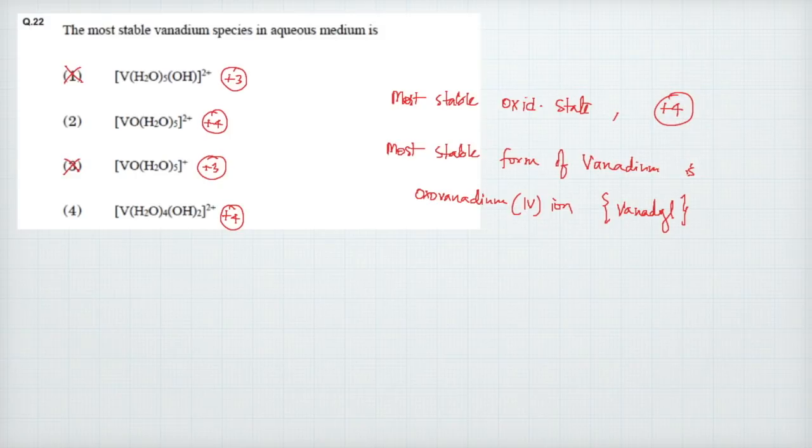So if you look at the options, you are left with option 2 and 4. There is just option number 2 which has oxygen and vanadium and oxygen. That means you have the oxovanadium form in this. Okay, so the correct answer is going to be option number 2. So that's how you have to answer this question. All right, now let's go to the next question.